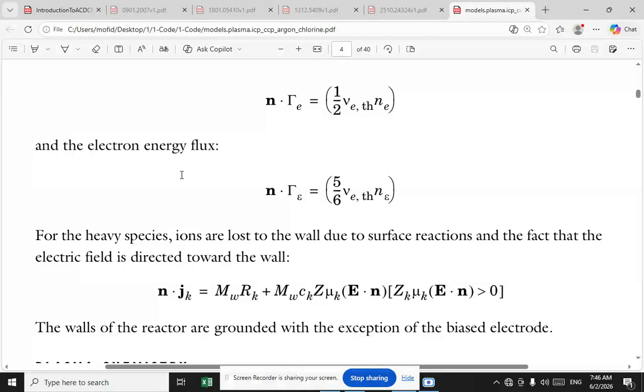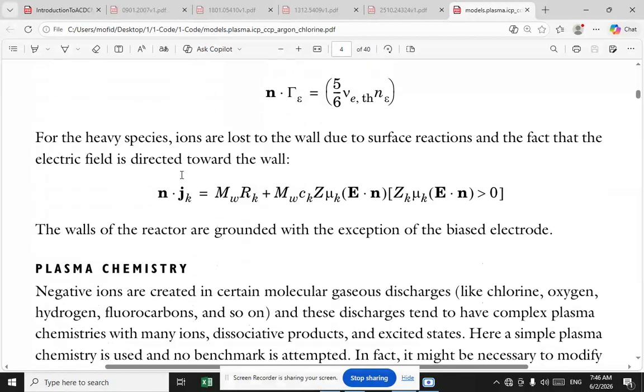For the heavy species, ions are lost to the wall due to the surface reactions and the fact that the electric field is directed toward the wall. J_k is equal to M_w R_k plus M_w c_k z_k μ_k E·n, for E·n greater than 0. The walls of the reactor are grounded with the exception of the bias electrode.